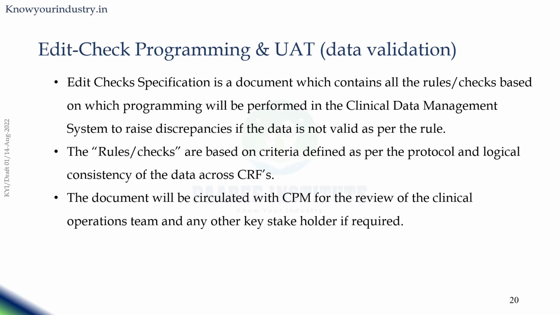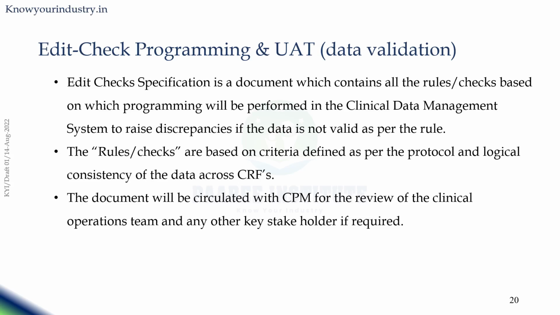The next process is edit check programming and UAT. The edit check specification is a document which contains all the checks based on which programming will be performed in the CDMS to raise discrepancies if the data is not valid as per the checks. The rules or checks are based on criteria defined as per the protocol and logical consistency of the data across CRFs. For example, a particular data item which requires a maximum length of only 3 digits.